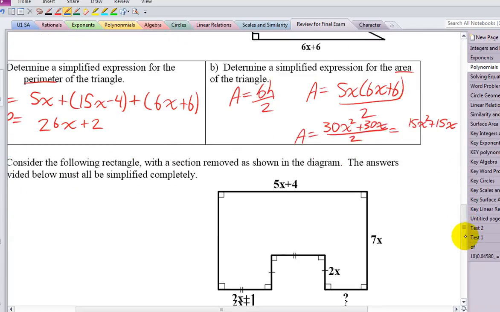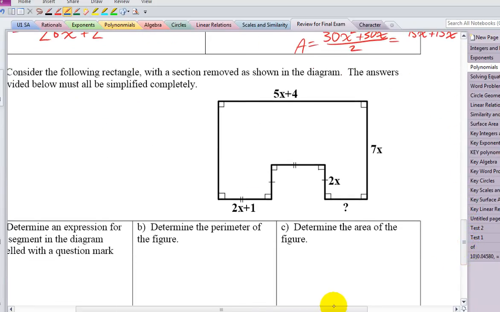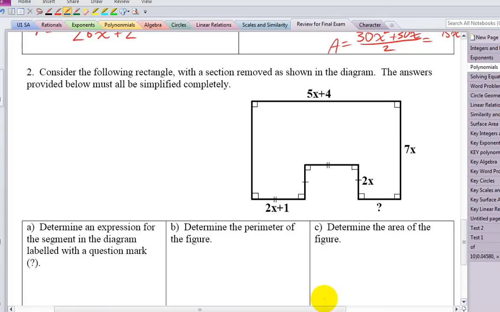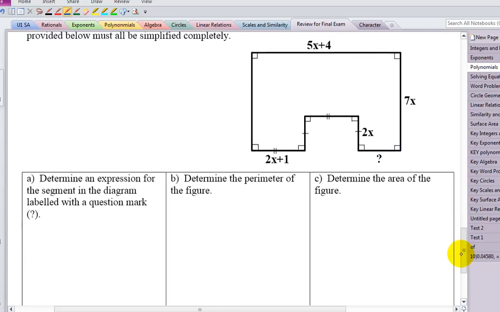Classic one with the old rectangle. So we have a piece that's missing. We want to find the area and the perimeter. But in order to do that, kind of need that measurement first. So that's the first question. The question is, determine an expression for the segment that's removed with a question mark.